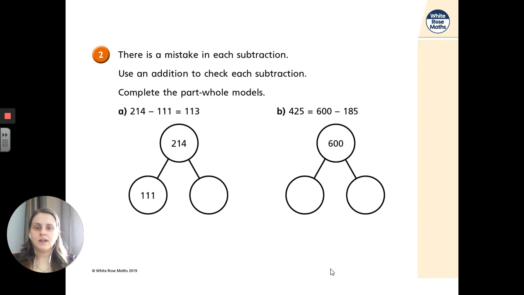Okay, there is a mistake in each subtraction. Use an addition to check each subtraction. Complete the part-whole models. So they're saying that 214 subtract 111 is 113. So they're asking you to do an addition. So which two numbers do you think you would need to add to see if that is where the mistake is? And similarly, my whole is 600. So what would I have to add together to see if my answer is correct?